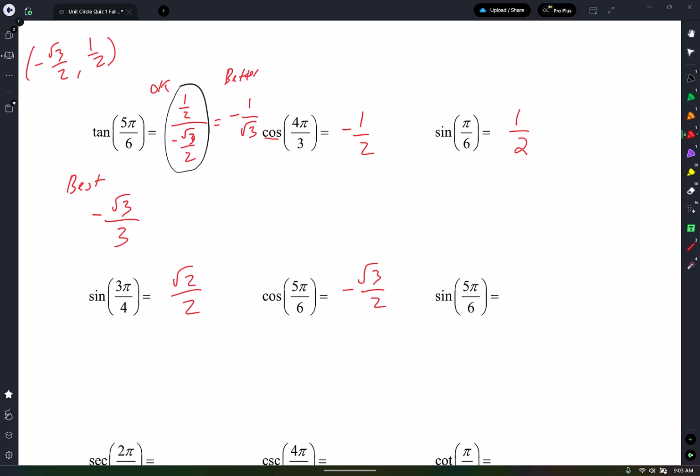Is this helping, by the way? Going over it like, okay. Sine 5 pi over 6. Oh, did I ask that question? I feel like I already asked it. No? Okay. Sine 5 pi over 6, 1/2.